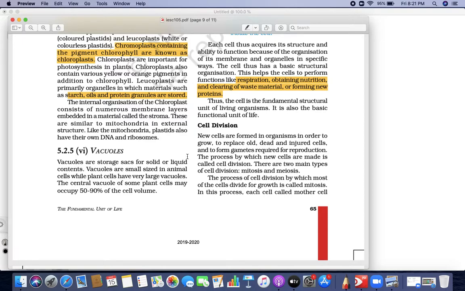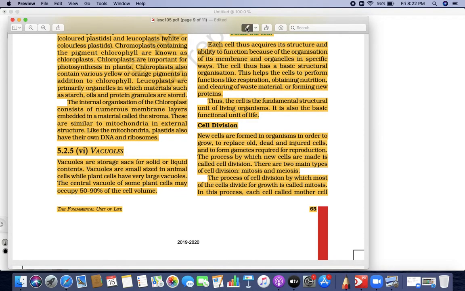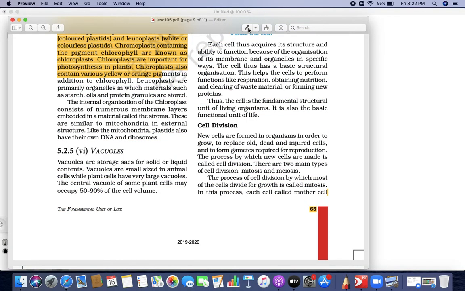The process by which a new cell is formed is called cell division. So what do you mean by cell division? The process by which new cells are formed is called cell division, right? So the process, as I said, by which new cells are formed is called cell division.